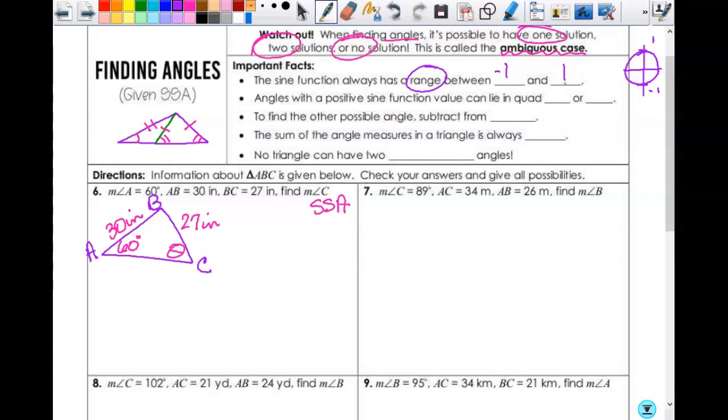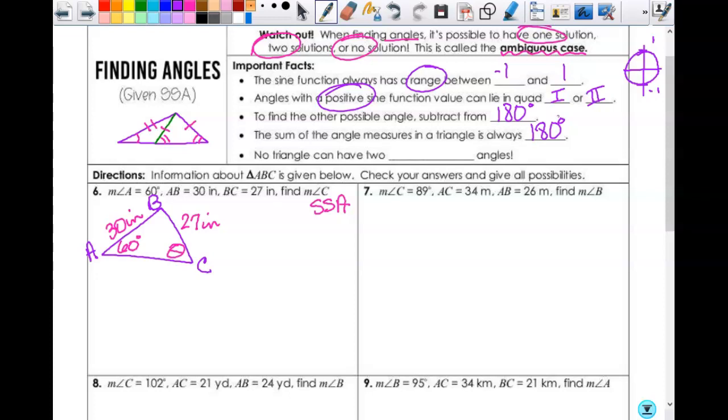So then it says angles with a positive sine function can lie in which quadrants? 1 and 2. Sine is positive in the first and second quadrants. To find the other possible angle, what do we do? We subtract from what? 180. And then we know that the sum of the angle measures in a triangle is always what? 180. Two different reasons we're using 180 there. So keep that in mind.